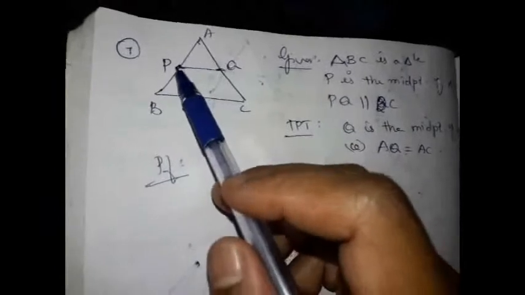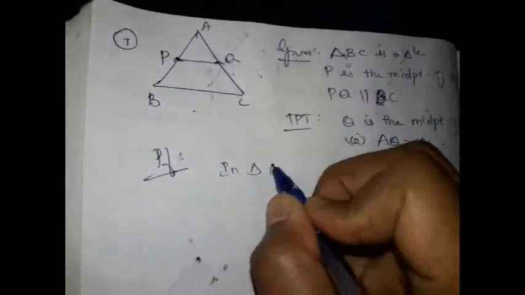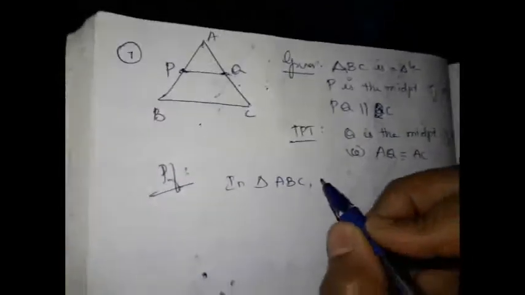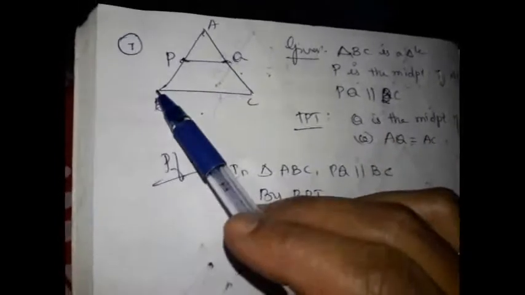We know PQ is parallel to BC. Therefore, in triangle ABC, PQ is parallel to BC. Therefore, by the basic proportionality theorem, what do we know? AP by PB is equal to AQ by QC. Right? But since P is the midpoint of AB, what do we know?